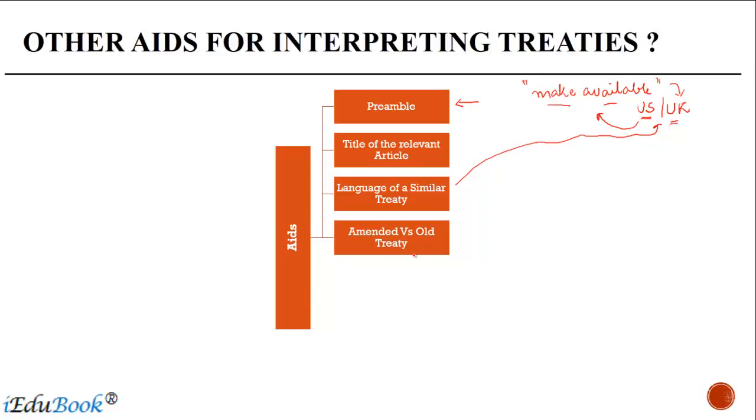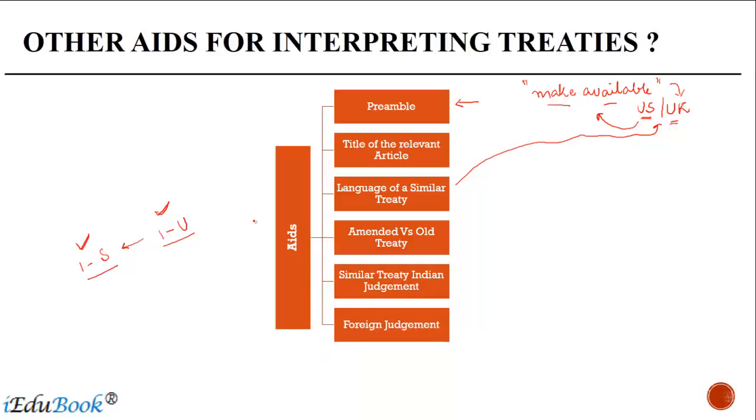Amended versus old treaty. Whenever there is a change in a new treaty which two countries enter into vis-a-vis the earlier treaty, one should look at what was the intention behind modifying the provisions. Similar treaty Indian judgment. So let's say, for example, I'm looking at the India-Singapore treaty, and a similar clause lies under the India-US treaty as well. If there is a judgment which is given under the India-US treaty and the language for the relevant clause is similar, I will apply that to the India-Singapore treaty as well.